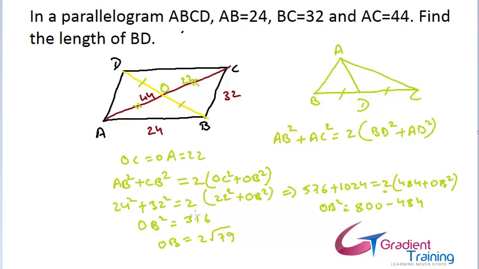So if OB is 2 root 79, DB will be twice of OB, and DB is twice of OB for the simple reason that this diagonal AC is bisecting DB at O. So DB equals twice OB, and that makes DB equal to 4 times root 79, which is the length of the other diagonal. So I can write here the answer as 4 root 79. And this we can only solve by using Apollonius theorem or any other method similar to that.